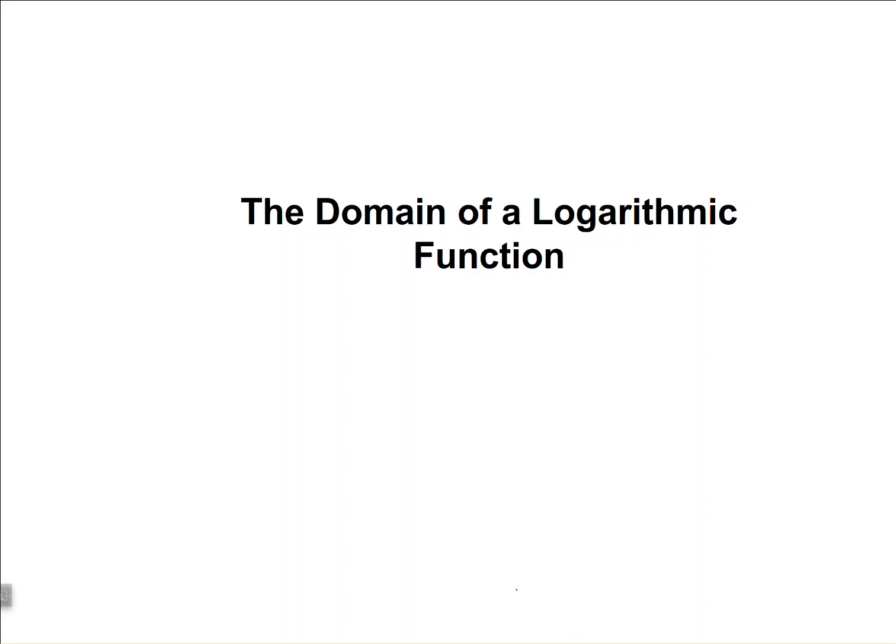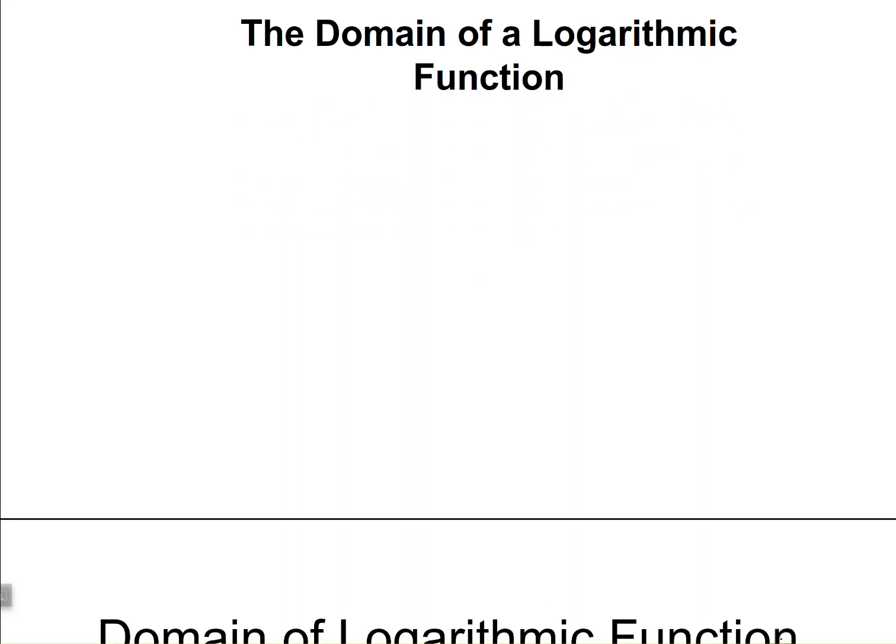In this video, we're going to look at the domain of the logarithmic function. So this should be a short video here. Again, my name is Arthur Morris. And let's take a look at how to identify the domain of a logarithmic function.